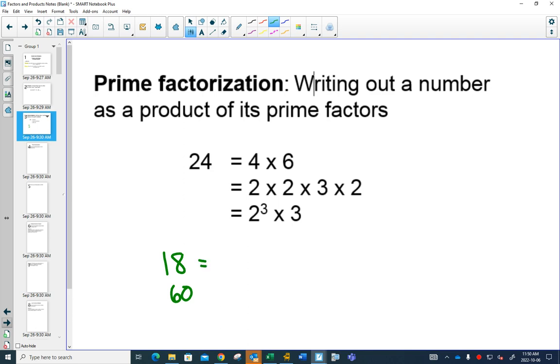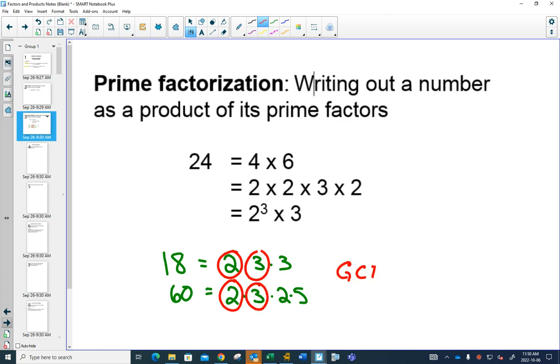But if you wrote it out, 18 is 6 times 3, which happens to be 2 times 3 times 3. And 60 is 6 times 10, and 6 is 2 times 3, and 10 is 2 times 5. And you circle something they have in common. Oh, they both have a 2. Anything else in common? Oh, they both have a 3. The greatest common factor is 2 times 3, 6. So we could use the prime factorization to find the greatest common factor.